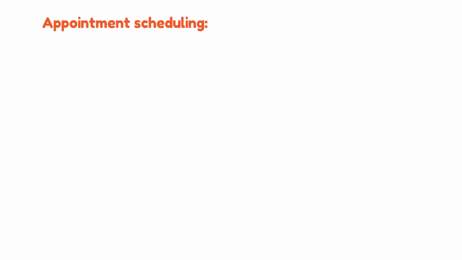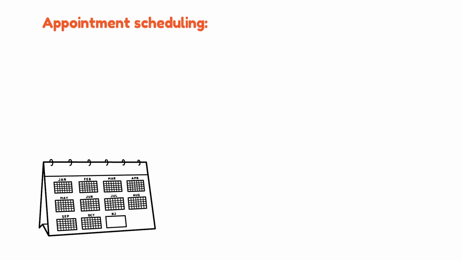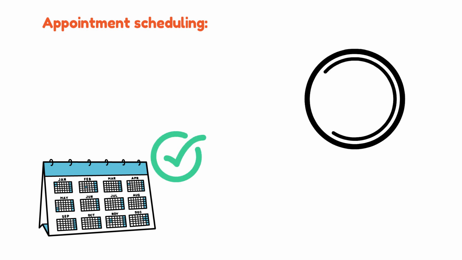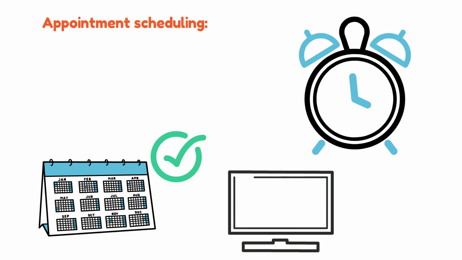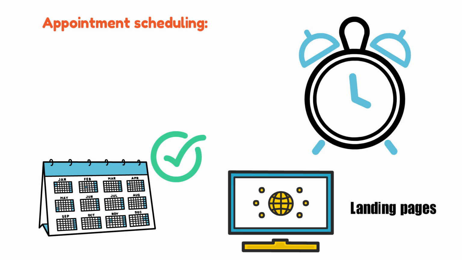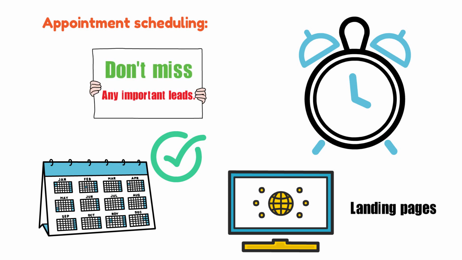Appointment scheduling. GoHighLevel offers a built-in calendar and scheduling tool, which allows you to book appointments with your clients and prospects and send reminders automatically. You can set up custom appointment types and availability, and integrate the calendar with your website or landing pages. You can also automate your follow-up sequences after each appointment, ensuring that you don't miss any important leads.